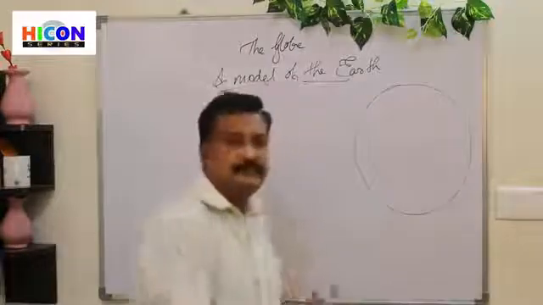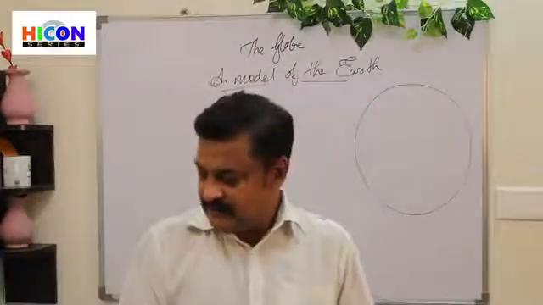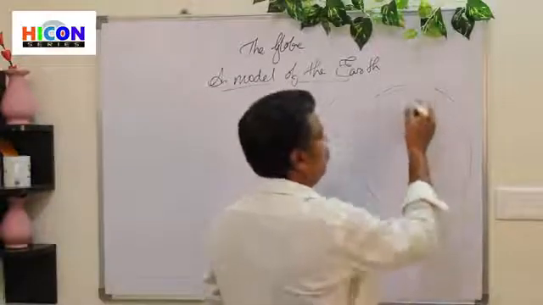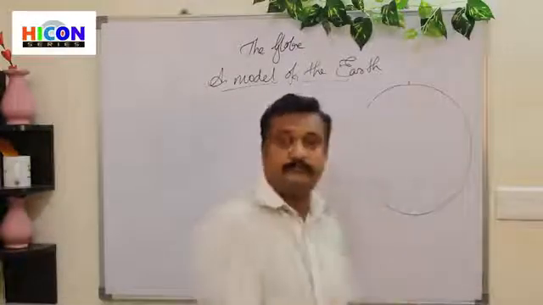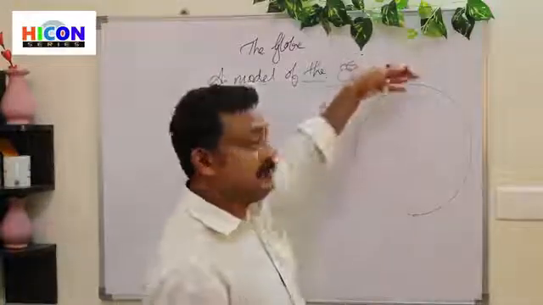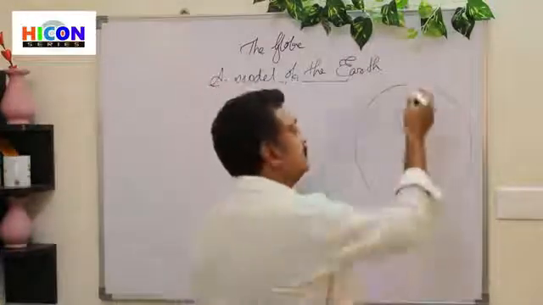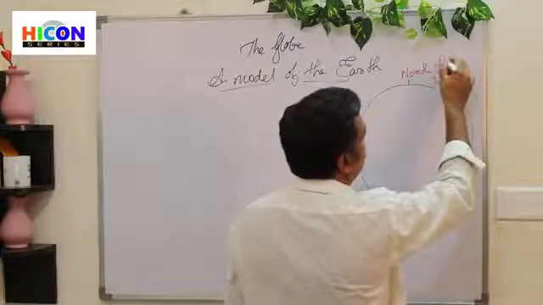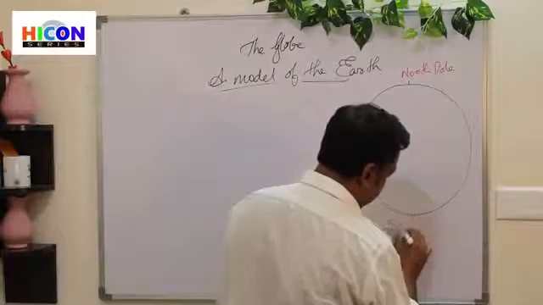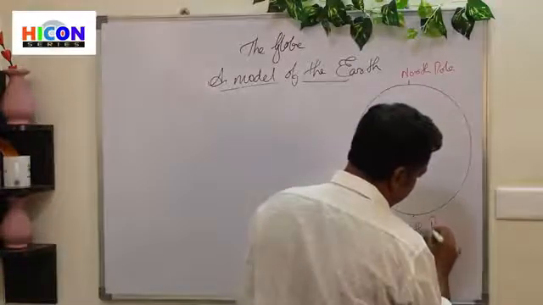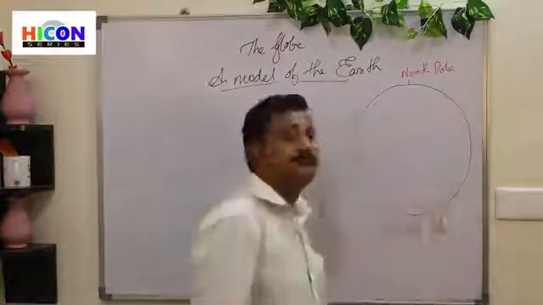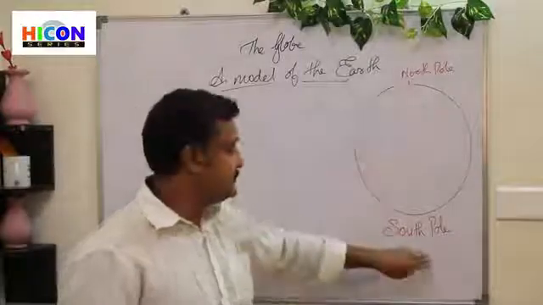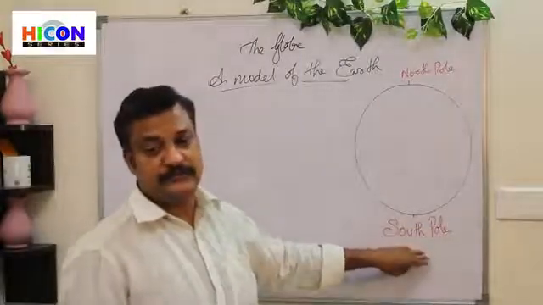Okay, so let us consider this as the Earth. Now, on this Earth, we have 2 points. This is on the top part and this is the bottom part. This is called the North Pole and this is called the South Pole.